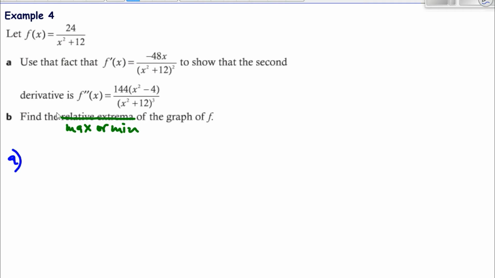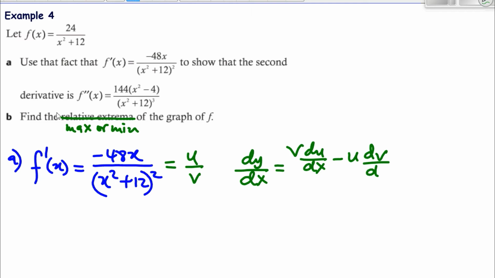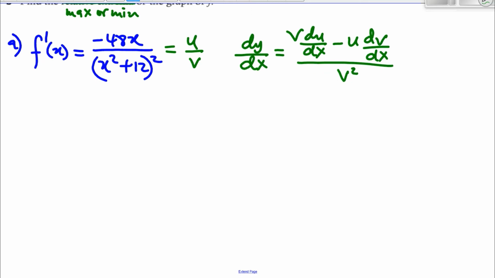It's just differentiating. So we know that the first derivative is equal to negative 48x over (x squared plus 12) squared. And let this be equal to our u and v. Now we know that dy over dx by the quotient rule is equal to v du/dx minus u dv/dx, all over v squared. So what we need to do here is apply this and plug this stuff in.